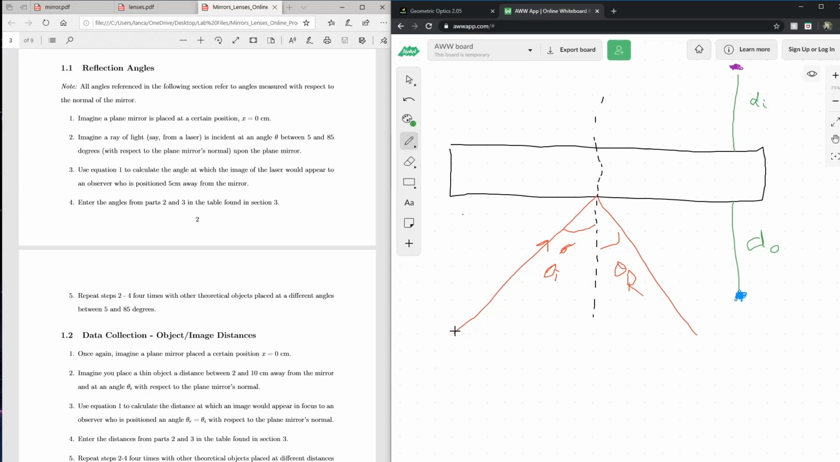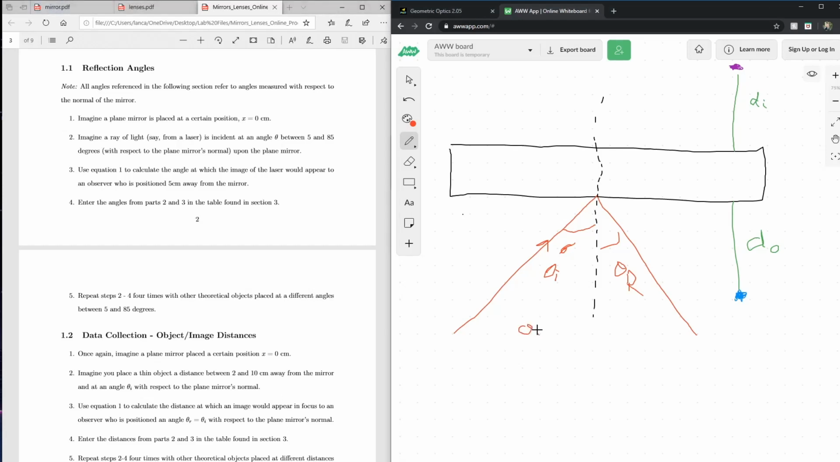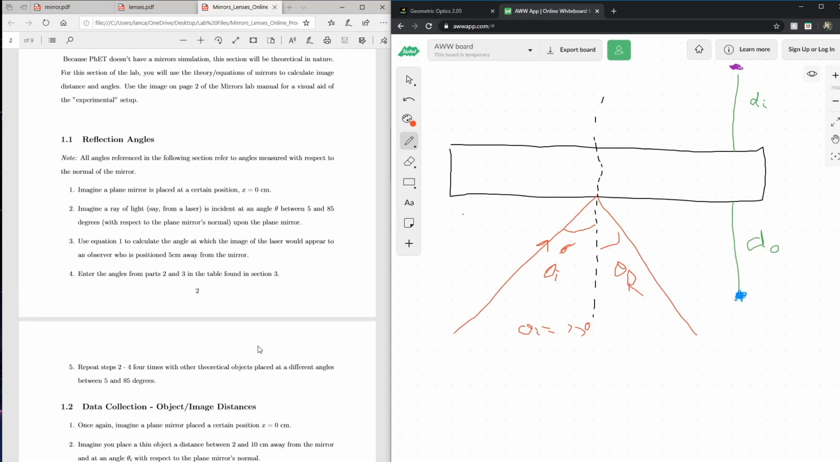You've got your incident light from a laser at an angle theta I, and it's telling us to pick one between 5 and 85 degrees. So just for the sake of argument, let's pick theta I equals 77 degrees. 77 is a good number. And it says to use equation 1 to calculate the angle at which the image of the laser would appear to an observer who is positioned 5 centimeters away.